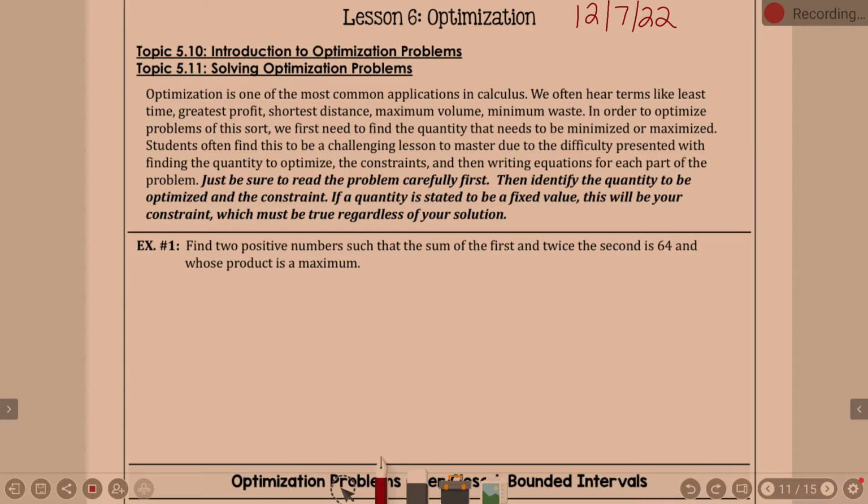So we often hear terms like finding the least time, the greatest profit, shortest distance, maximum volume, minimum waste. Those are optimization problems because you're trying to optimize something, whether it be in a minimal form or a maximum form.